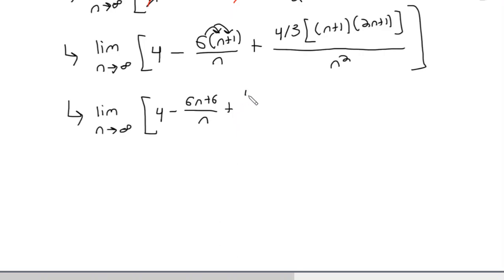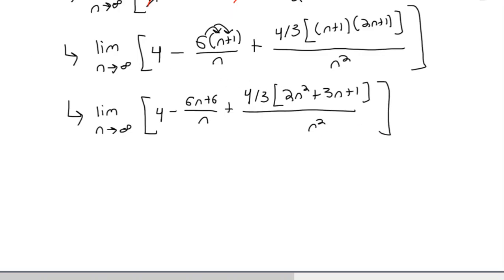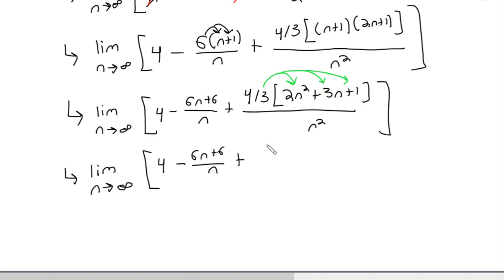So this is plus 4/3 times 2n squared plus 3n plus 1, still all over n squared. I'm just cleaning up what was in there by FOILing. Now my last step is to distribute this 4/3 to each one of these. Last time I'm ever going to have to write this limit: the limit as n approaches infinity of 4 minus 6n plus 6 over n. 4/3 times 2 is 8/3, so I get 8/3 n squared. 4/3 times 3 is 4, so 4n plus 4/3 over n squared.